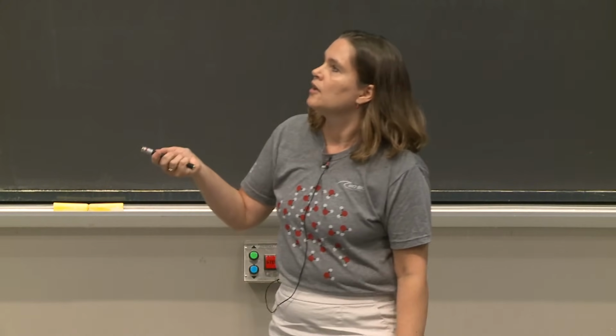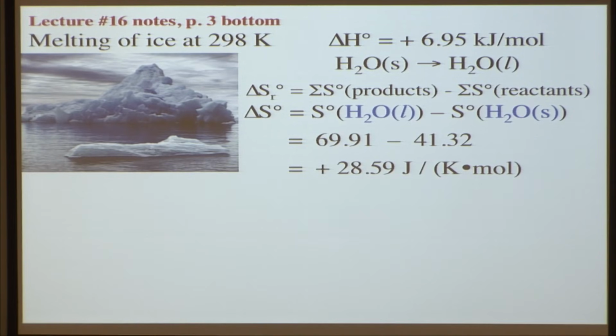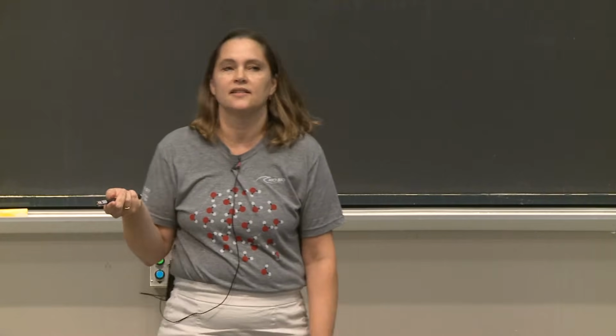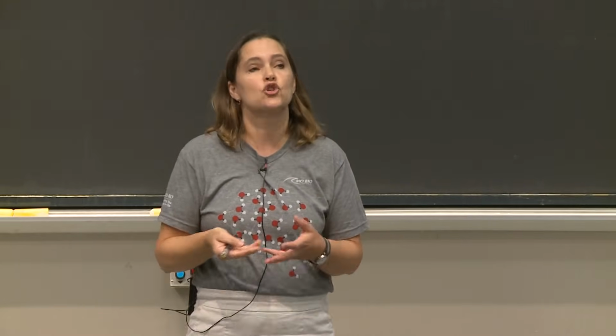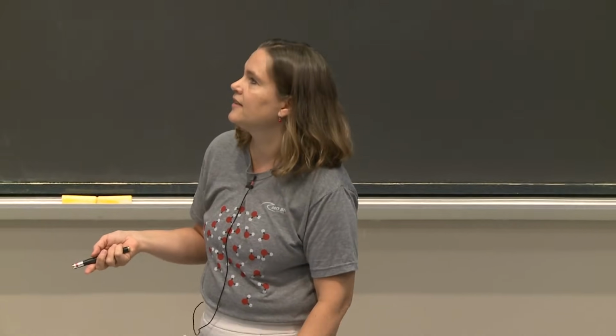So we can plug those numbers in. Our product is liquid water. Our reactant is solid water, or ice. We can calculate delta S naught for this reaction, put in our values, and we get a positive value, positive 28.59 joules per Kelvin per mole. Delta S values tend to be in joules, while everything else is in kilojoules, so keep that in mind.